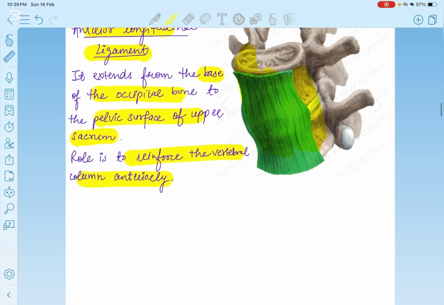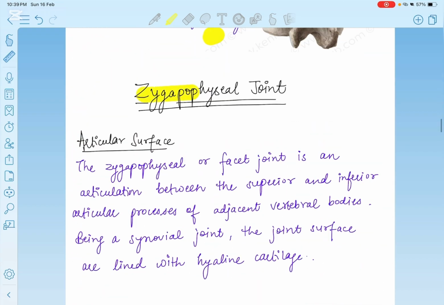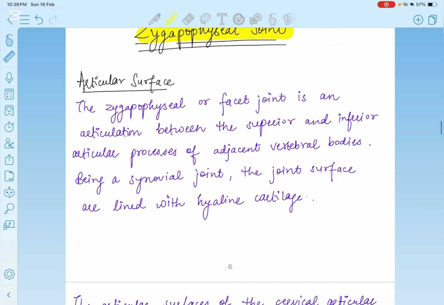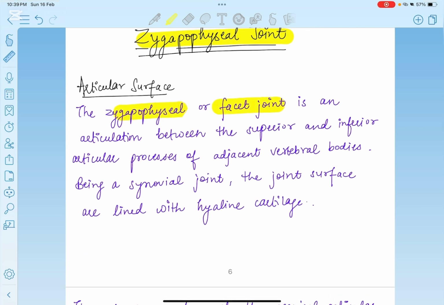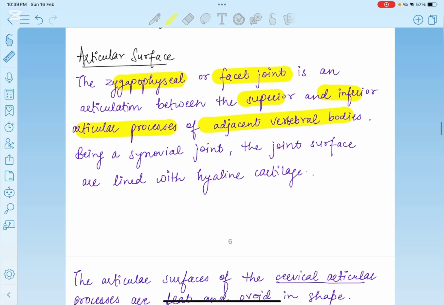Now, I said there are two types. The second one is the zygapophyseal joint. The zygapophyseal, or we can say the facet joint, is an articulation between the superior and inferior articular processes of the adjacent vertebral bodies. It is a synovial joint. Joint surfaces are lined with hyaline cartilage.